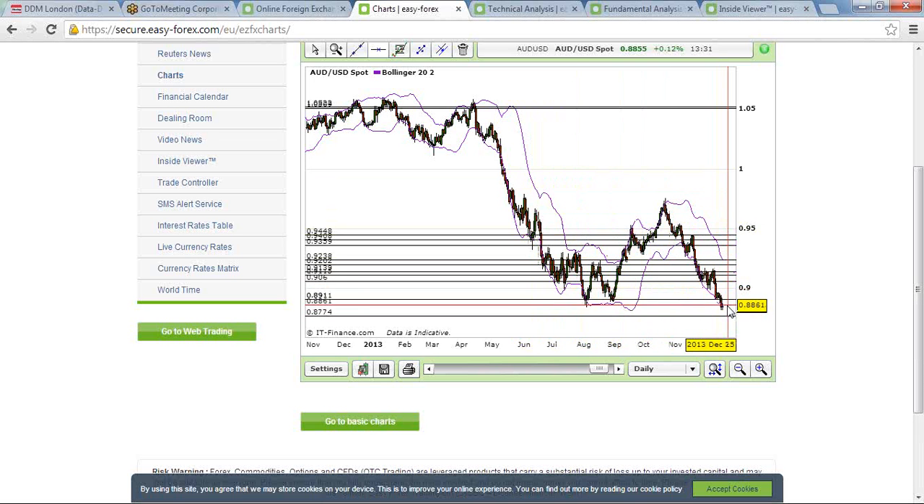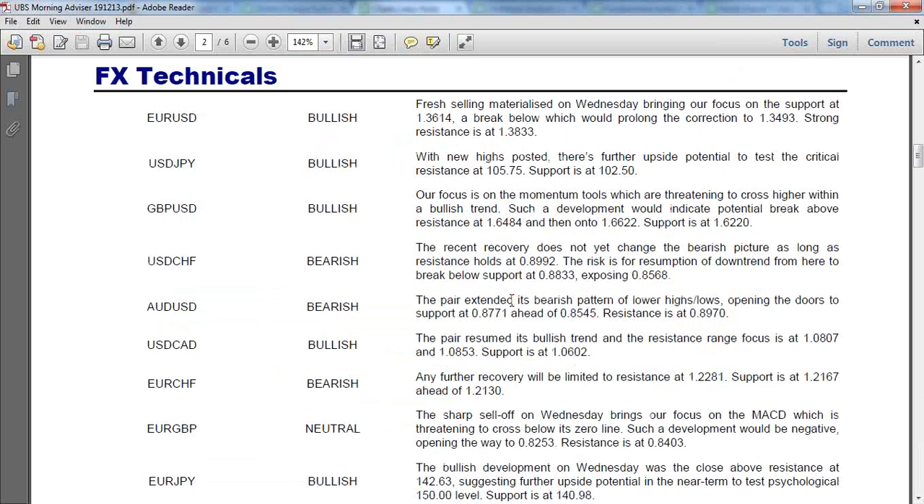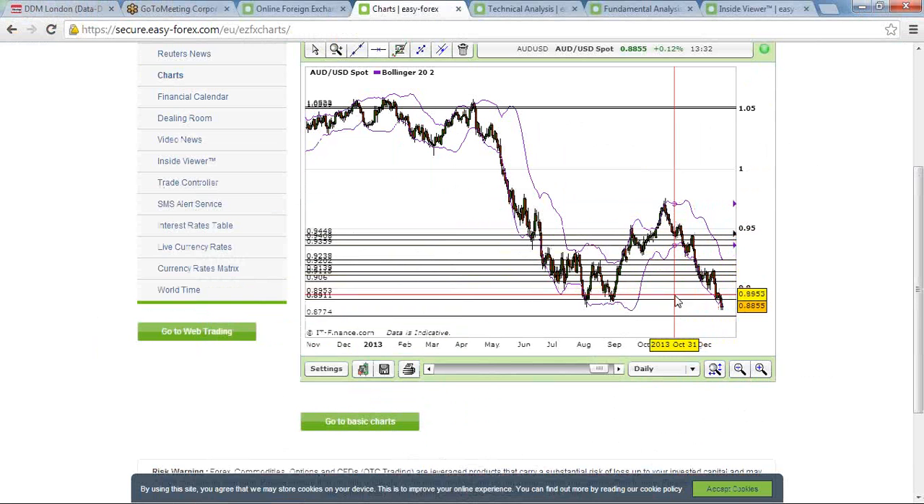What about if it goes the wrong way? Remember, we're selling now, so we're going to make money as it drops. So our take profit is actually lower than where we started. So we're going to be profiting until we get out at our take profit at 0.8771. What if it goes the wrong way? UBS suggests resistance at 0.8970. Okay, so I'm going to put that in here. So if it comes up to 0.8970, we'll be getting out.